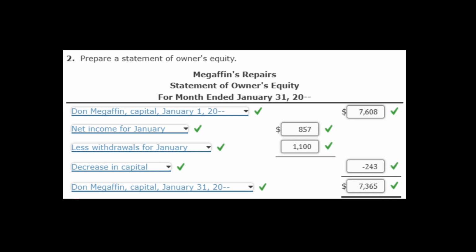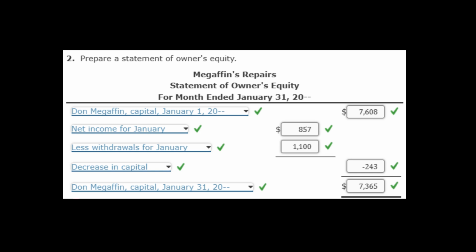Let's take a look at the statement of owner's equity for McGaffin's Repairs. So this is for the month ended January 31st. This is not the first month that the business has been operating. So there is a prior capital for this business. You'll use the blue chart up at the top to find that number. So for me, his beginning capital was $7,608. Then we add in the income for January, the number that we just calculated from the income statement on the previous slide. So that was $857.